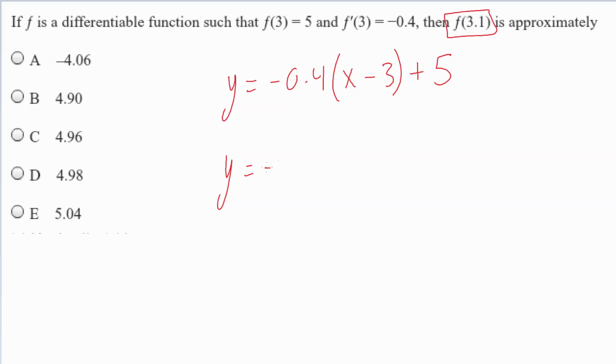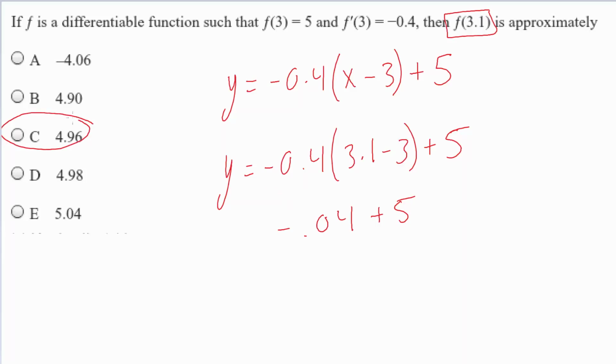y equals negative 0.4 times 3.1 minus 3, plus 5. 3.1 minus 3 is 0.1, times negative 0.4 is negative 0.04, so negative 0.04 plus 5 would be 4 hundredths less than 5. Should be 4.96. Now, a quick discussion.